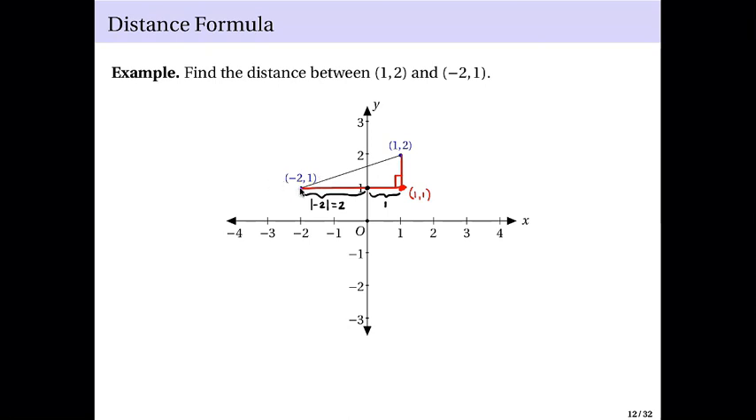So what is the total distance from this point to this point? It's 2 plus 1. So this total distance in here is equal to 3. Correct?